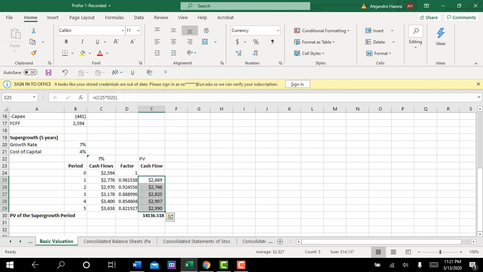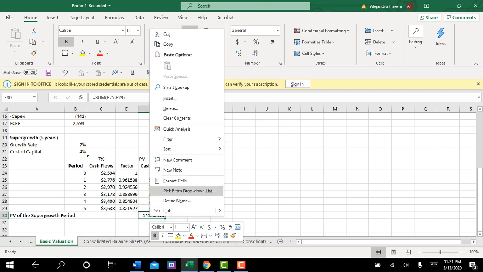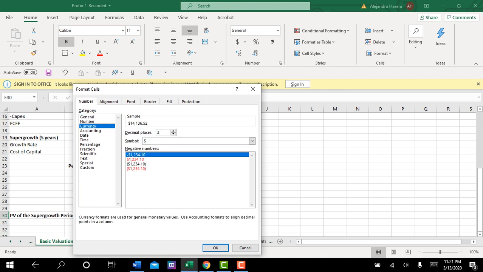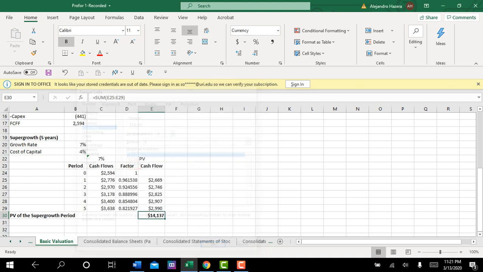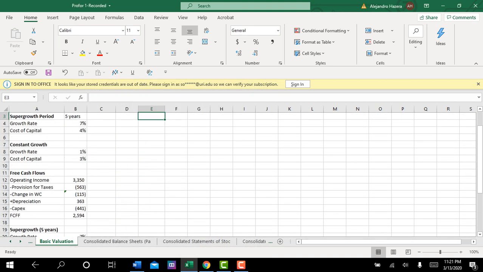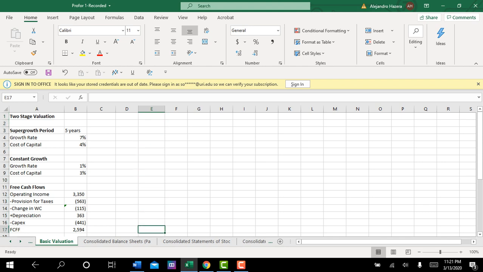So we got about 14 billion here. You know, we're not talking Apple style numbers here. Okay, so this is currency 0. So 14.137 billion is the value of our super growth. Okay, so that's stage one.